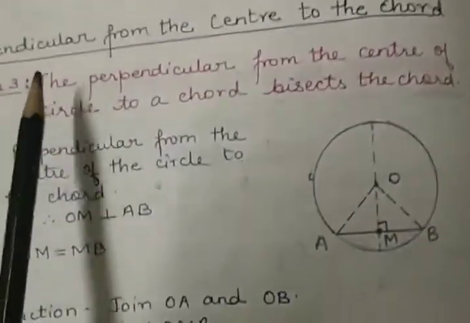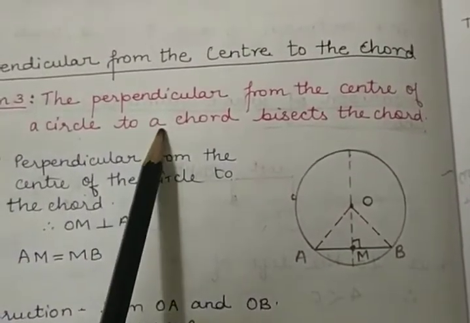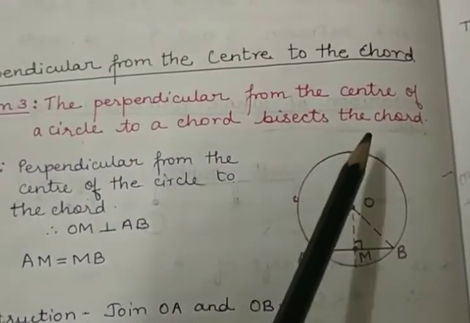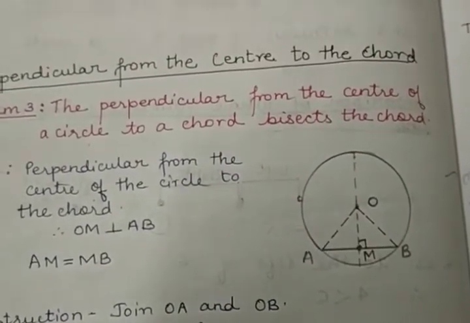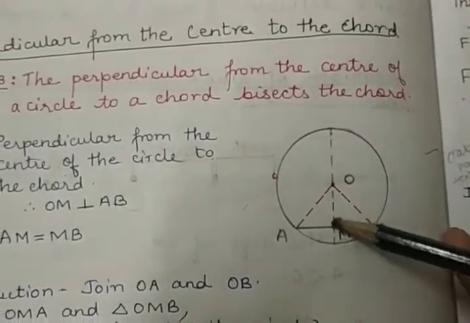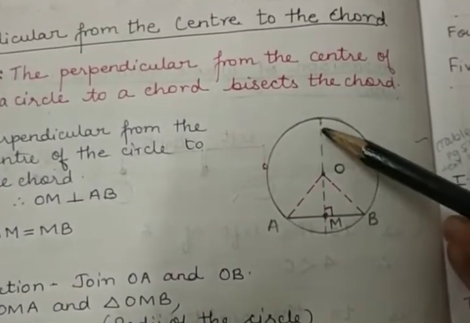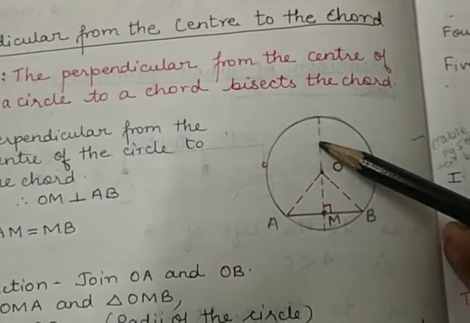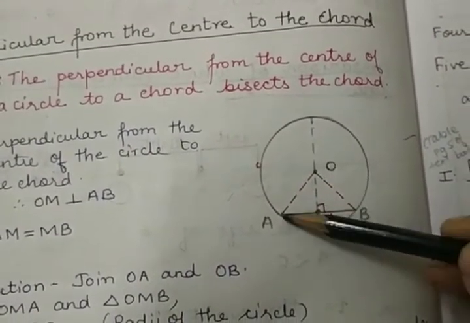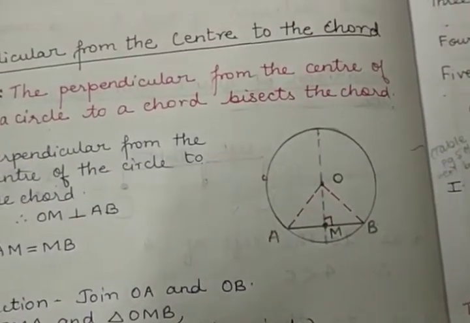In this video, we will see theorem 3, which states that the perpendicular from the center of a circle to a chord bisects the chord. The theorem says when you draw a perpendicular from the center of the circle, it should bisect the chord. When this perpendicular meets the chord, it will bisect the chord at that point. So this is a theorem.